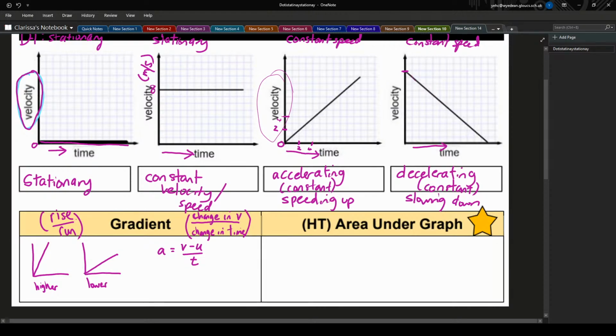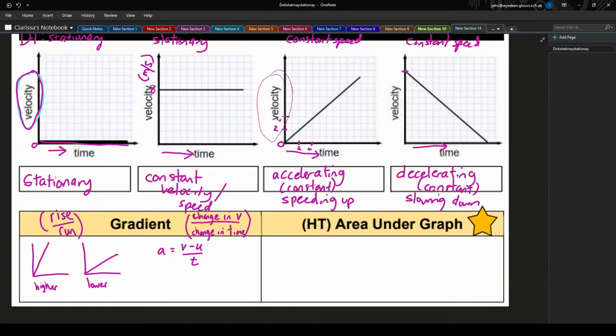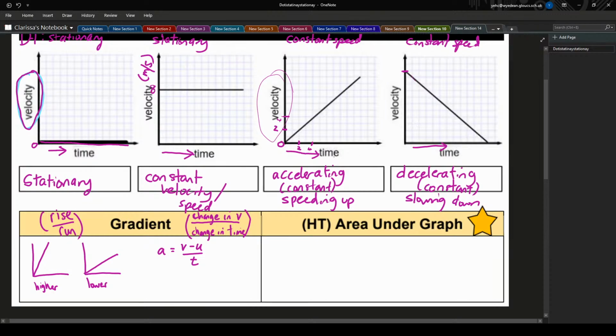So gradient is rise over run. In this case, rise is change in velocity, run is change in time. So you can already predict that if we calculated the gradient of these graphs here, the gradient of a velocity time graph, I'm going to write of a VT graph, is equal to the acceleration. So if I were to calculate the slope of this graph, I would be calculating the acceleration of this object.